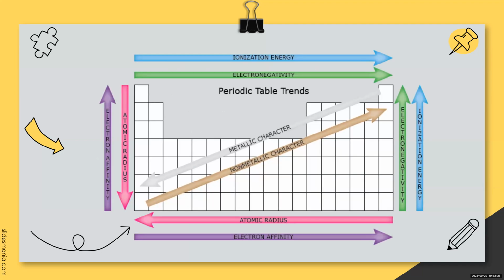And this is just a periodic table that covers all the trends. As you can see, left to right, ionization energy and electronegativity and all that.